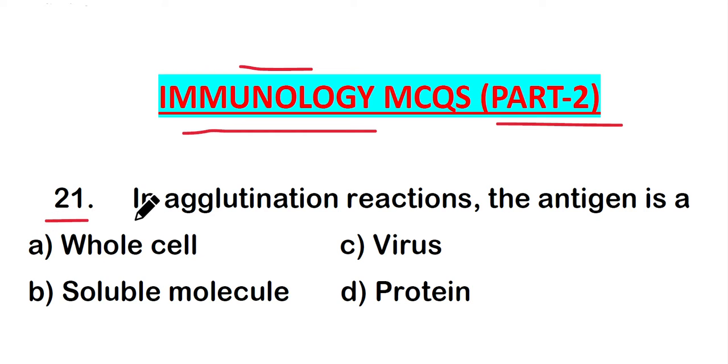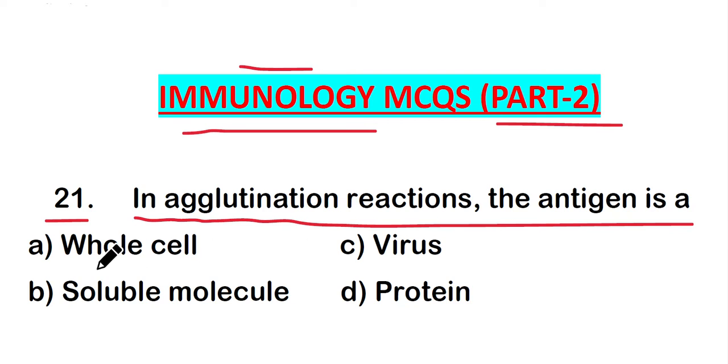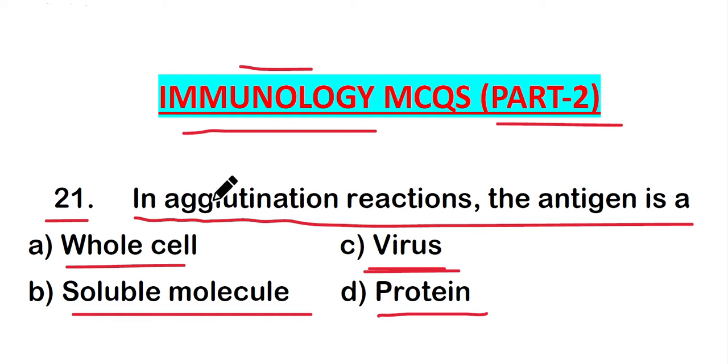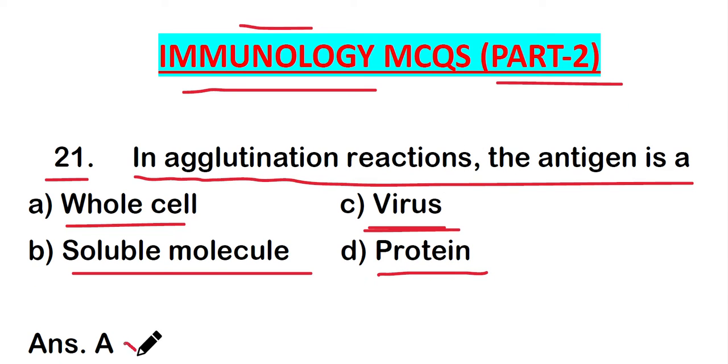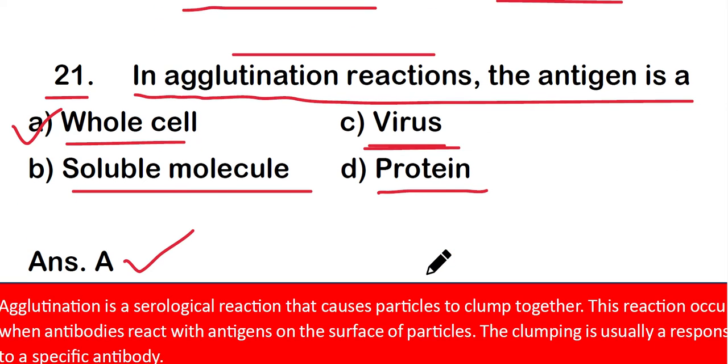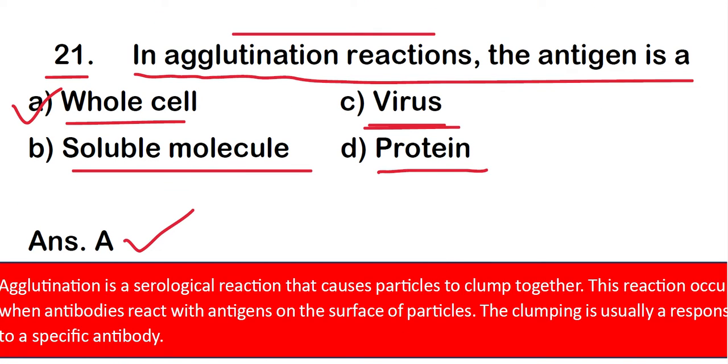In agglutination reaction, the antigen is: option A, whole cell; option B, soluble molecules; option C, viruses; or option D, protein. So in agglutination reaction, the antigen is option A, that is a whole cell. So what is agglutination reaction?